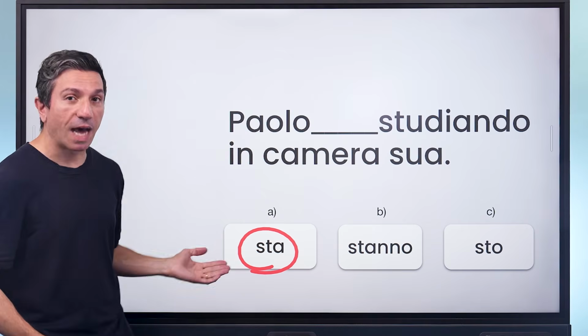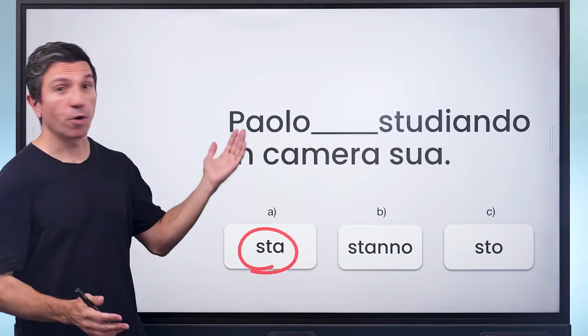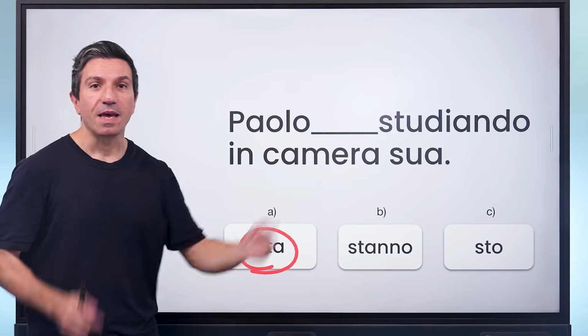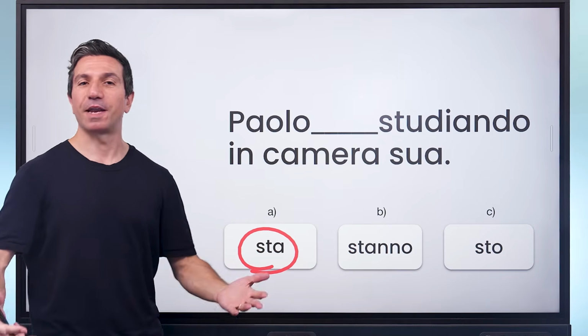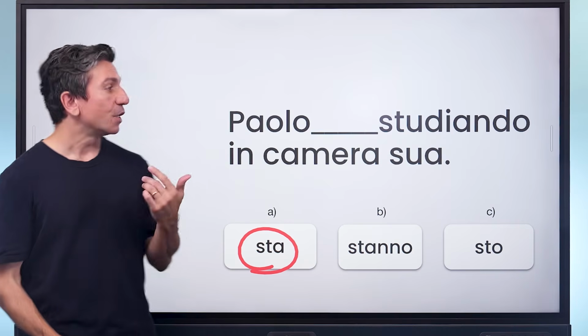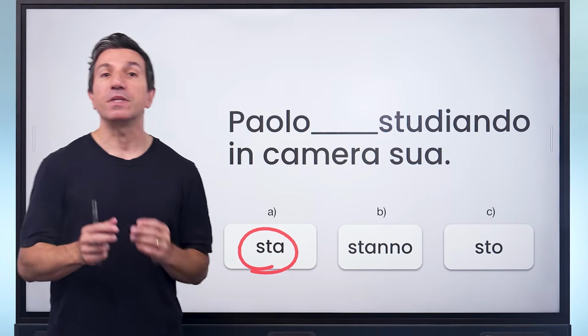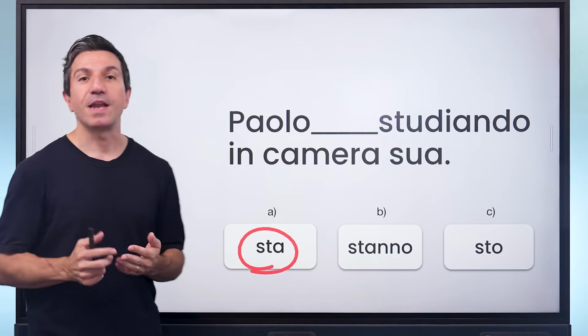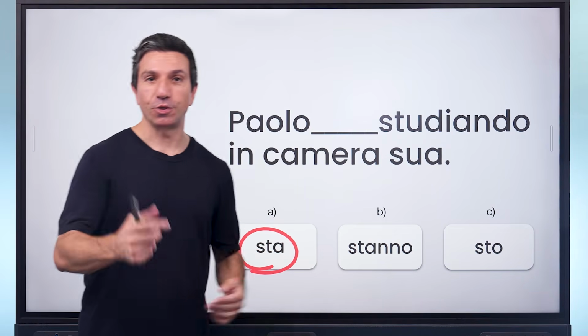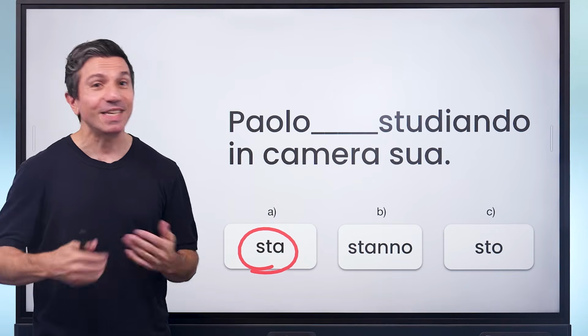We choose sta because the subject Paolo is singular, he, and sta is the third person singular of stare. Note that sua agrees with camera, feminine singular, not the person's gender, and studiando is the gerund showing the action is in progress.